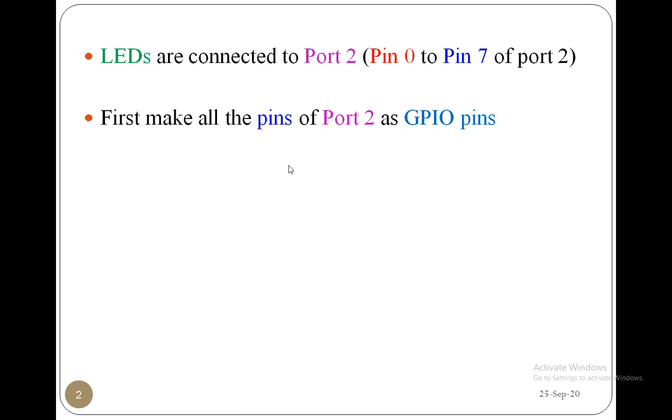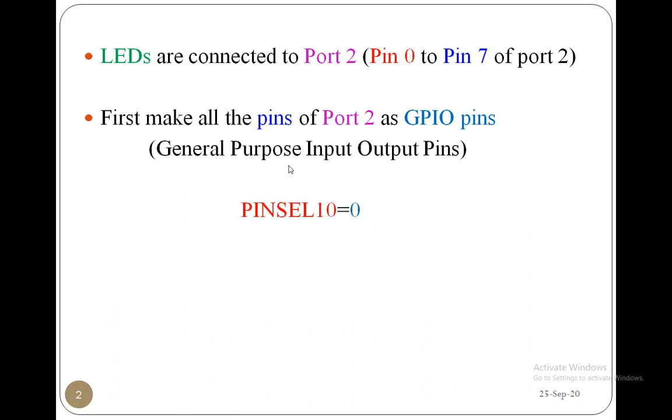To specify that, I am taking one register here, that is PINSEL10. If the PINSEL10 register contains all zeros, it indicates that all the pins are general purpose input output pins. So first we have to specify that. All zeros means all are general purpose input output pins. So we have completed that, all the pins are specified as general purpose input output pins.